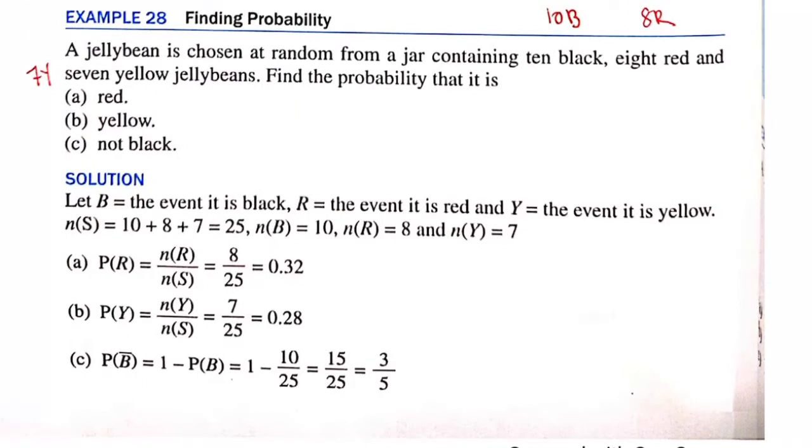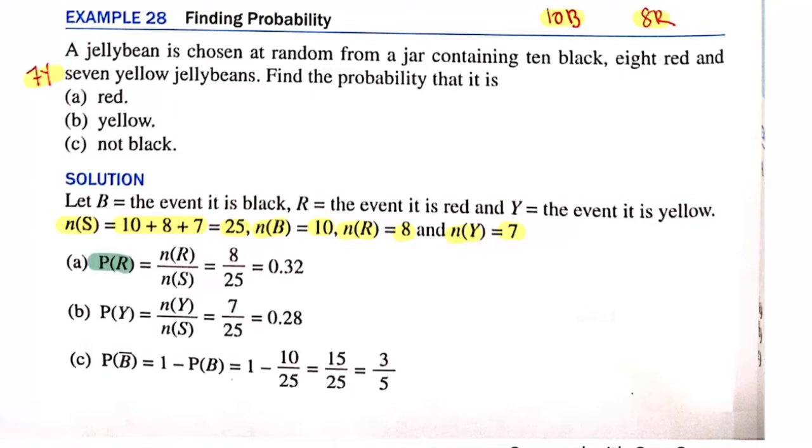Now let's see an example of finding probability. A jelly bean is chosen at random from a jar containing 10 black, 8 red, and 7 yellow jelly beans. Find the probability that it is red. First of all, let's find the size of the sample space. You just add up all of the jelly beans, so it is 25. We have 10 black jelly beans, so the number of black, NB, is 10. We have 8 red jelly beans, so NR is 8. And the number of yellow jelly beans, NY, is 7.